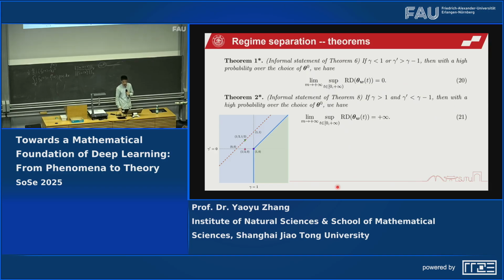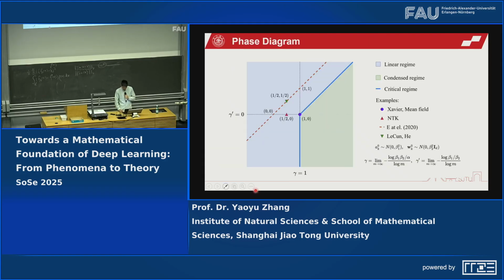Okay, and then later we prove the theorems rigorously in terms of mathematics that, in this light blue regime, the relative distance goes to 0, and in this blue regime, it goes to infinity. And then that solves the criticality of this blue line. However, we are not able to prove that it converges to order 1 in this critical regime. And now it's a phase diagram we see.